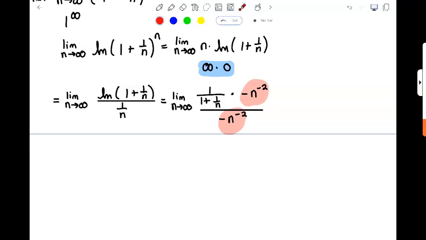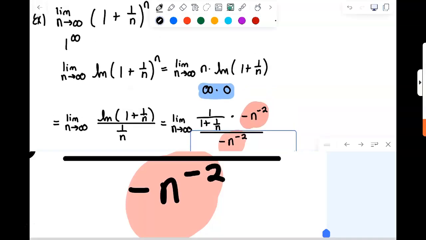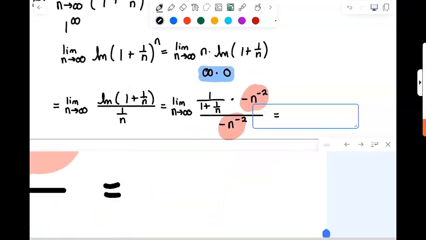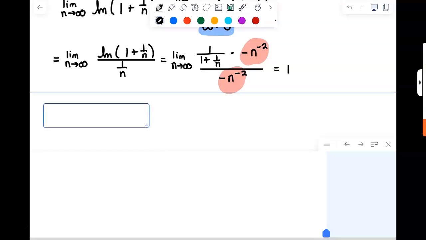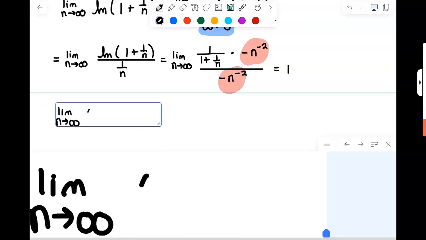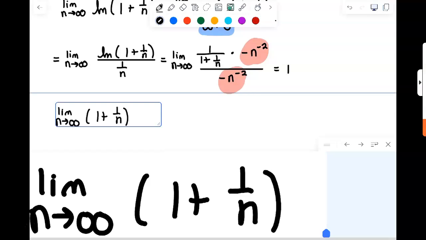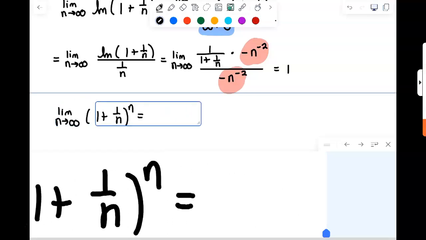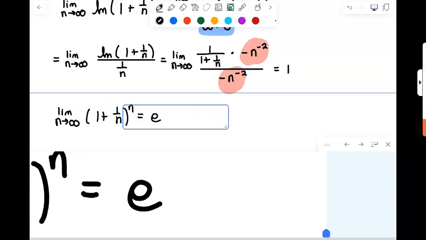And now we can just let n become infinity, because this is just going to be a limit of 1 over 1 plus 0, which would be just 1 all over 1. So the whole thing just approaches 1. And so therefore, the original limit as n goes to infinity of (1 + 1/n)^n is equal to e to the first power, or in other words, e.